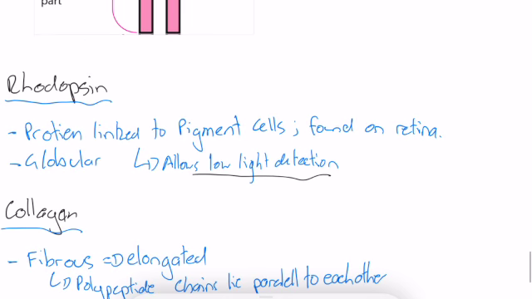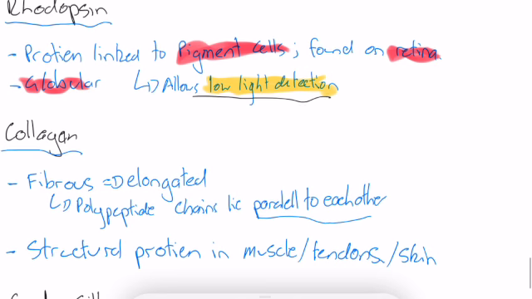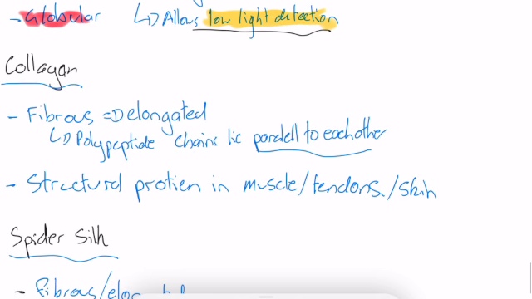The next example is rhodopsin, which is a protein linked to pigment cells. So we know they're involved with the eye, found on the retina. Again, a globular protein, and its specific function is to allow that very low light detection in the eye. So when there is not much light available, rhodopsin is what allows us to see.